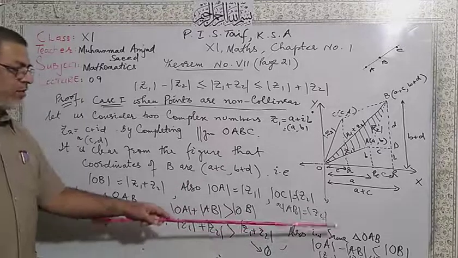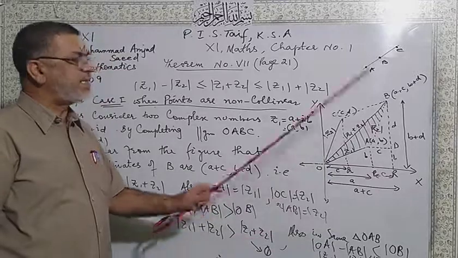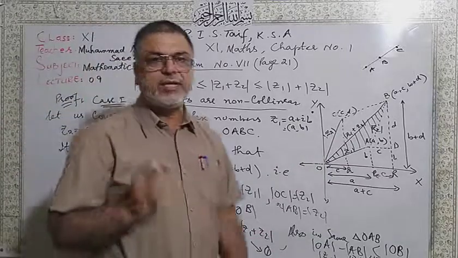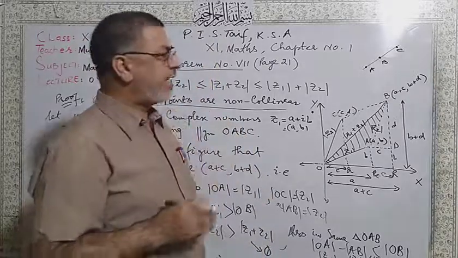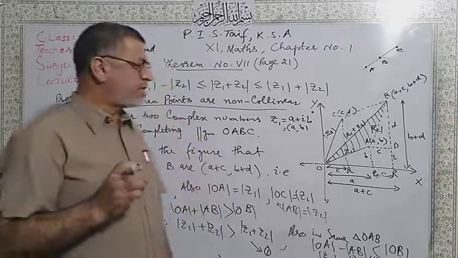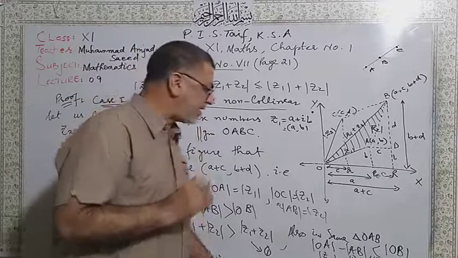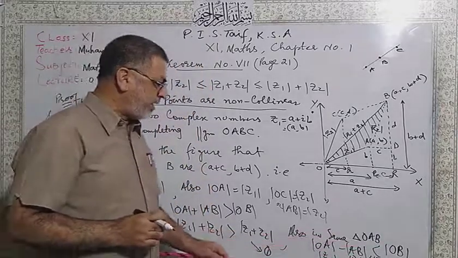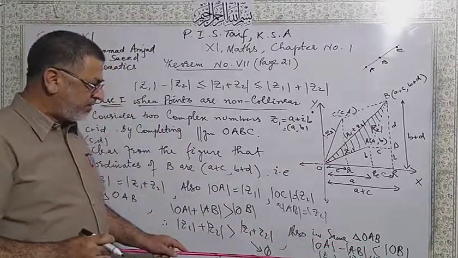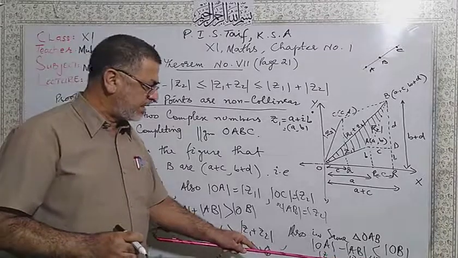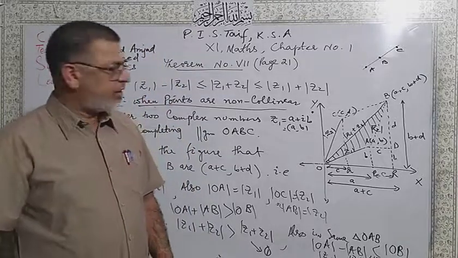Similarly, in the same triangle OAB, the difference of two sides is less than the third side. This is also the rule. Actually, it is the corollary of your theorem that in any triangle, the sum of two sides is greater than the third side. This is the theorem. And the difference of two sides is less than the third side. In the same triangle OAB, |OA| minus |AB| is less than |OB|. Here you can have |Z1| minus |Z2| is less than |Z1 + Z2|. That is number 2. I hope that up to here you understood.